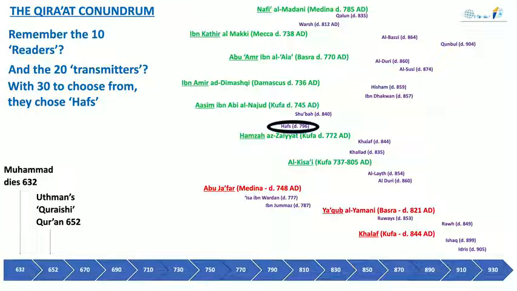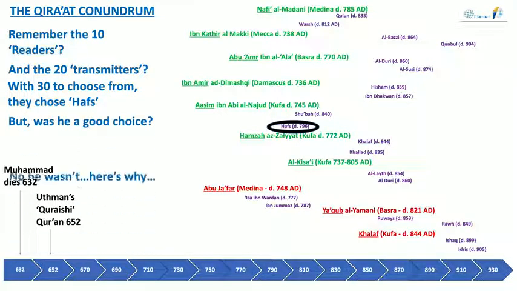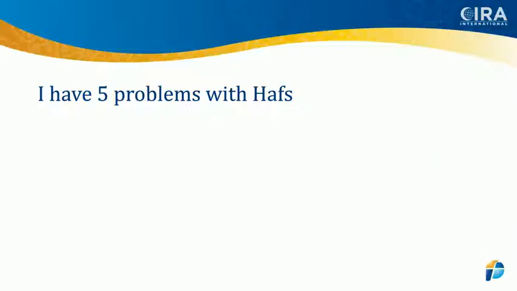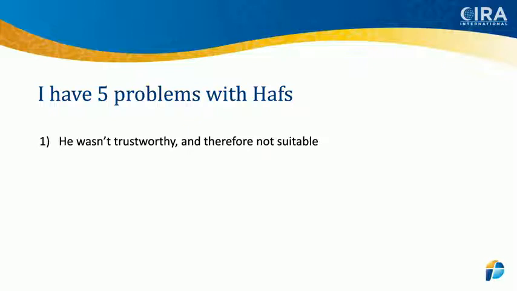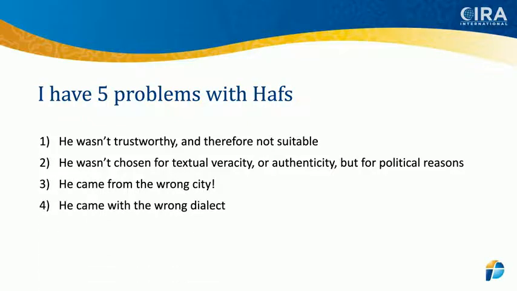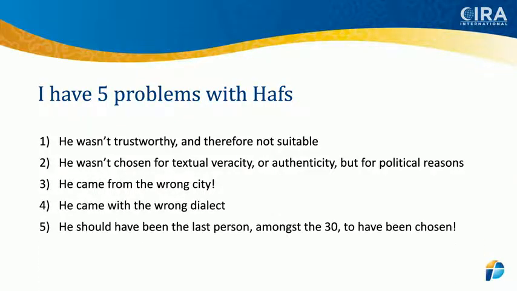So was he a good choice? Was he a good choice? And the answer is no, he was not. Here's why. Now, I have 5 problems. Let's look through the 5 problems that I'm going to come up with. First of all, he was not trustworthy and therefore not suitable. Secondly, he was not chosen for textual veracity or authenticity, but for political reasons. Thirdly, he came from the wrong city. Fourthly, he came from the wrong dialect. And then fifthly, he should have been the last person among the 30 to have been chosen.